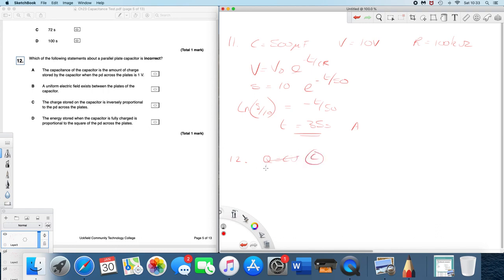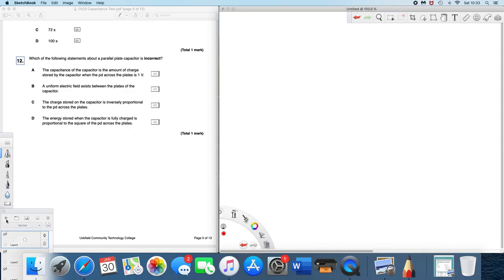The energy stored is proportional to the square of the PD. Well, you know that. So, question 13.